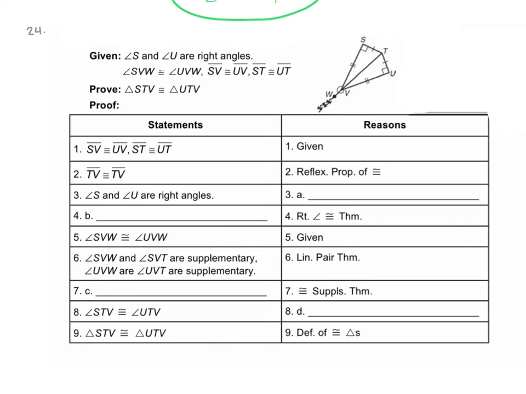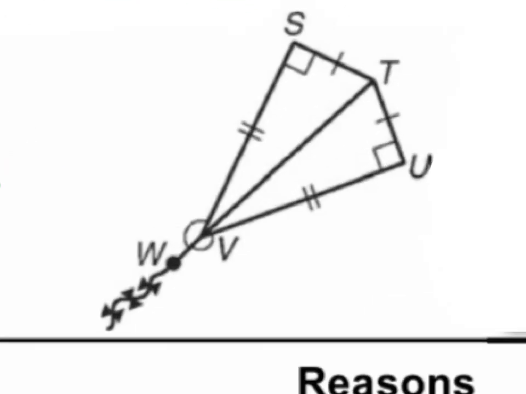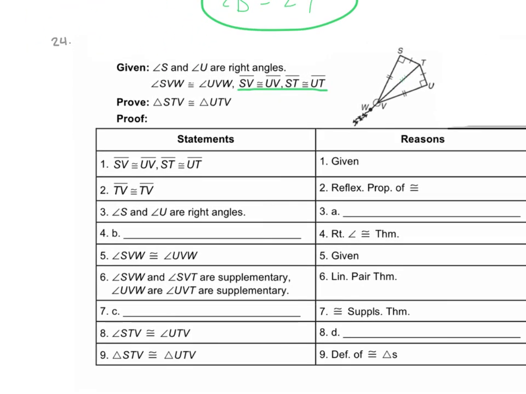So we need to prove that these two triangles are congruent. Step 1 says that segment SV is congruent to segment UV and segment ST is congruent to segment UT. That's given. It says it right here explicitly in the given. Next step, we have segment TV is congruent to segment TV. This is the reflexive property. So we're saying that this segment in the middle is congruent on both triangles. We know that one's the reflexive property.